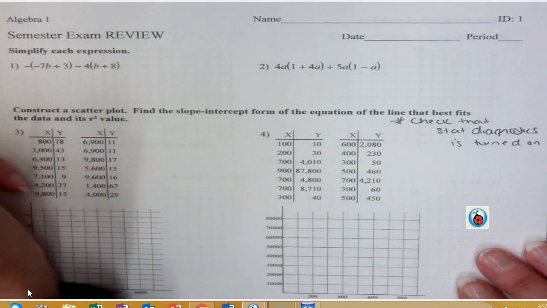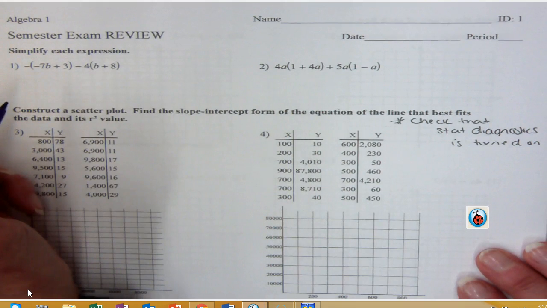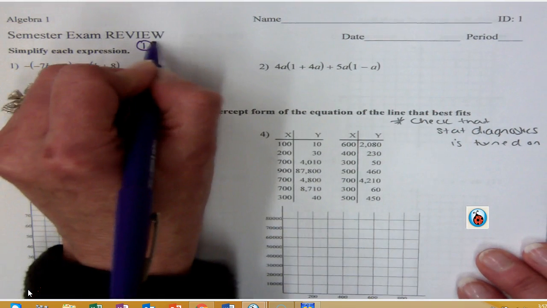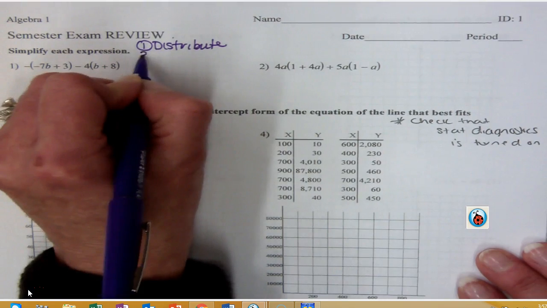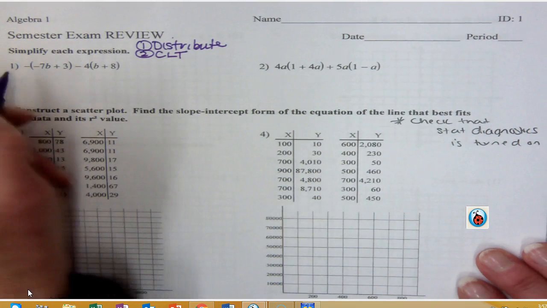The first question is, simplify each expression. Basically, there is no equal sign, so it's not saying to solve for anything, it's just saying to simplify, so to get as far as you can with combining your terms. We're not going to use inverse operations. We're just going to distribute and combine like terms. That's my abbreviation for combine like terms.